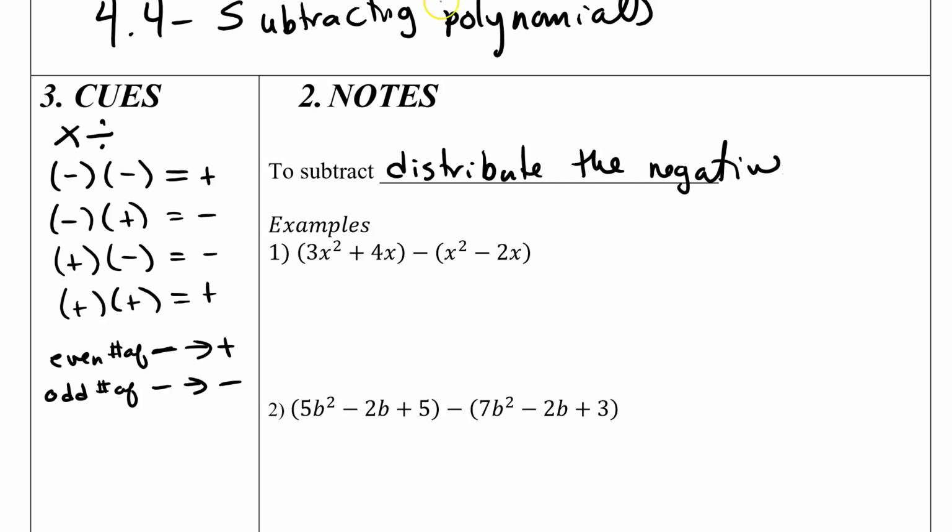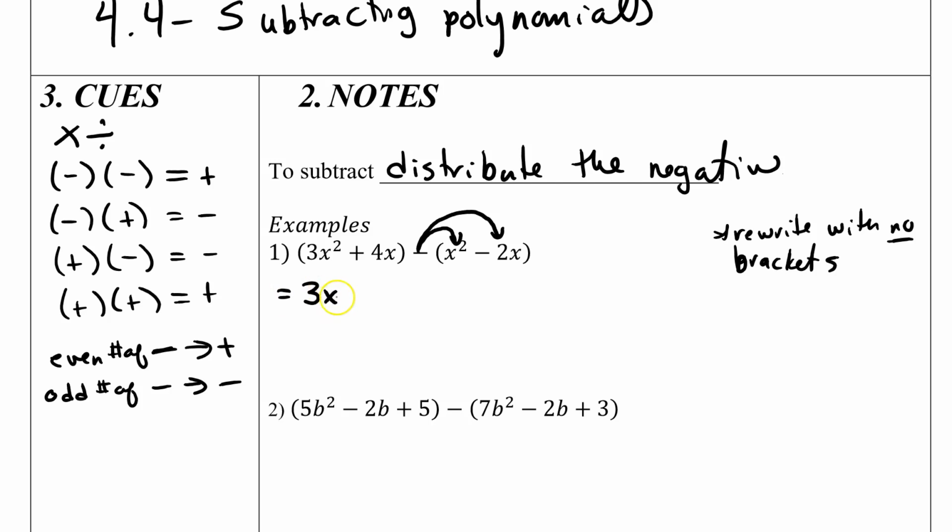So let's talk about what I mean by distributing the negative. So that means that this negative has to go to this positive x squared, and this negative has to go to this negative 2x. So step number 1, you want to rewrite with no brackets. So step number 1, I'm going to say, okay, 3x squared plus 4x. I can drop the bracket because there's no negative in front of that bracket. So I'm going to say negative times a positive is going to be a negative, so that's minus x squared.